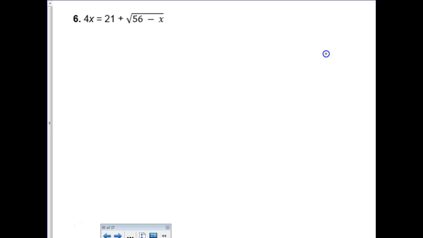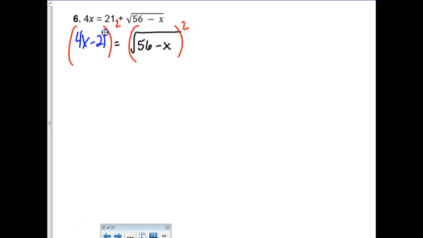You don't want to have anything with your radical if you can avoid that. So can you give me a quick algebra move that'll get my radical by itself? Yeah, just subtract that 21 over. So 4x minus 21 equals square root of 56 minus x. So now I have to get rid of the radical, so we're going to square both sides of our equation. You did an amazing job of understanding what I was hoping you would do on this question on the last couple tests.